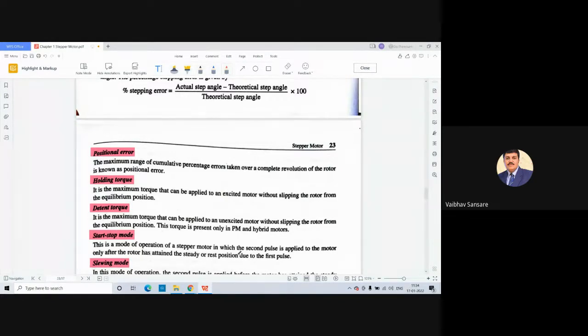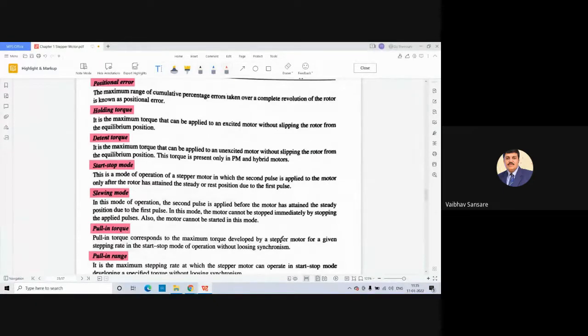Okay. Now, depending upon the mode of excitation, there are two different operating modes. One is the start-stop mode and the second one is the slewing mode. Now, what is the meaning of start-stop mode of stepper motor and what is the meaning of slewing mode? So, what is start-stop mode? Start-stop mode is a mode of operation of a stepper motor in which a second pulse is applied to the motor only after the rotor attains its steady position due to the first pulse.